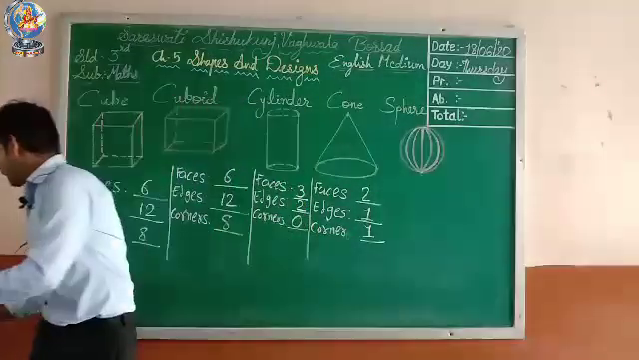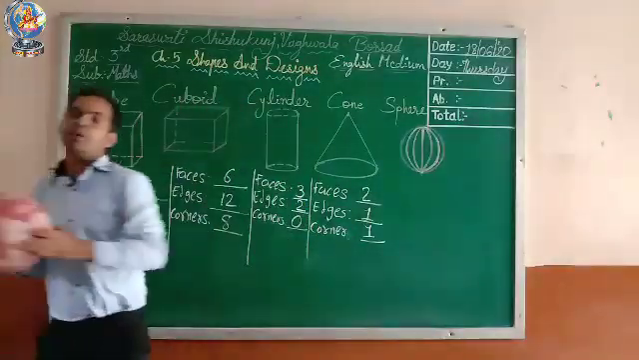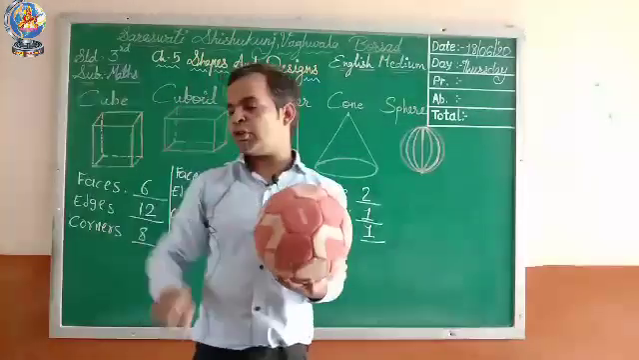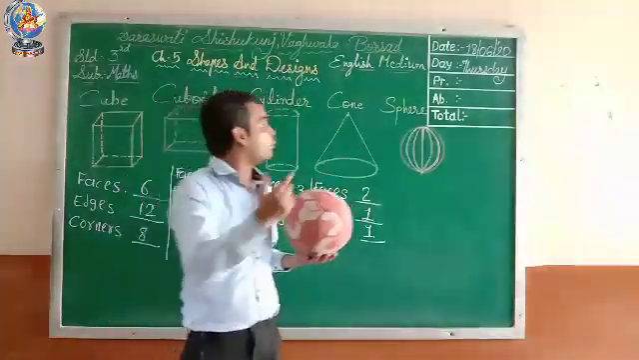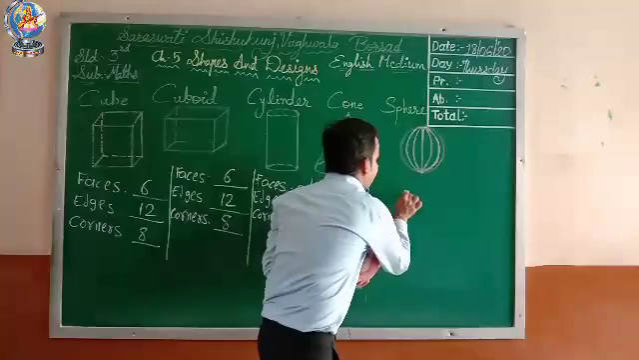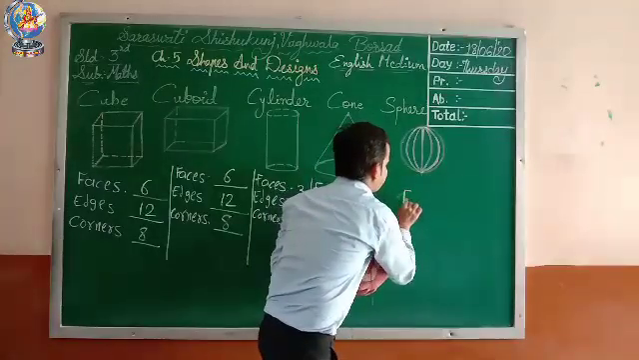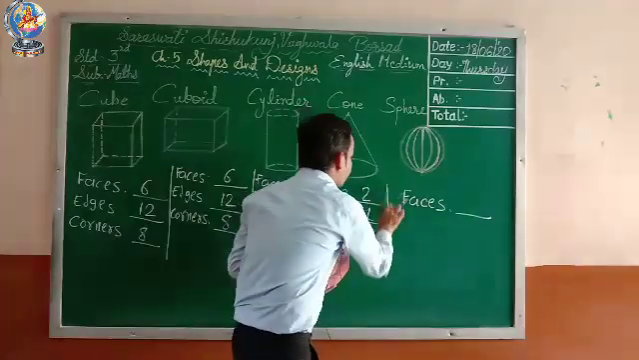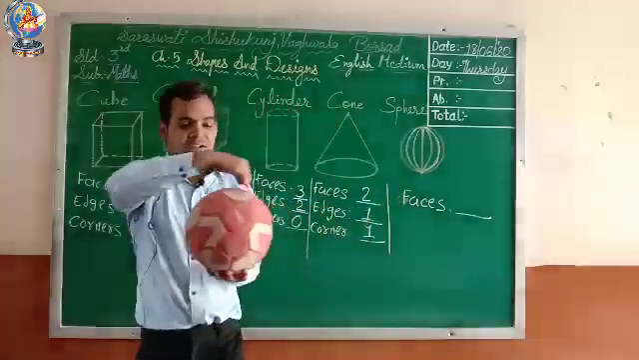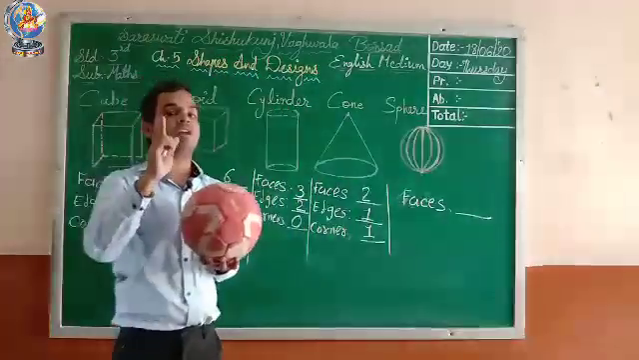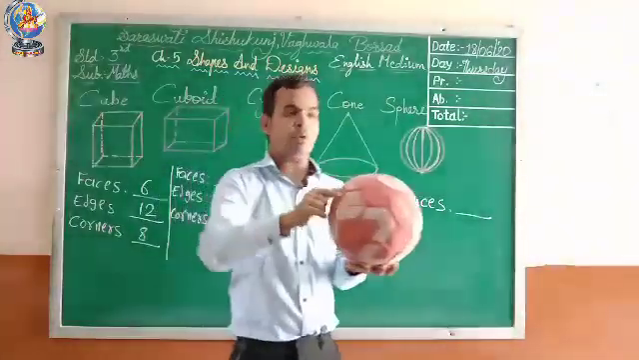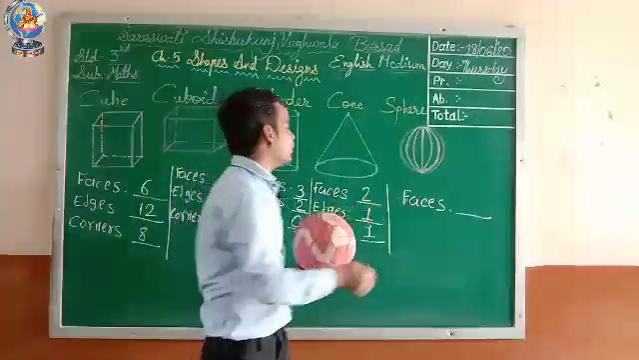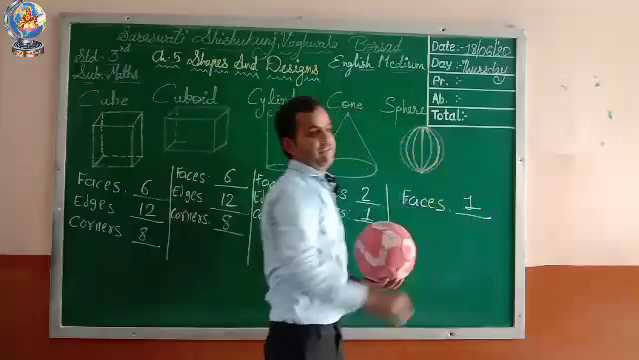Then now our last one is the sphere. Here, if you notice, how many faces does a sphere have? If you observe, the sphere has one curved face. So our answer is 1 face.